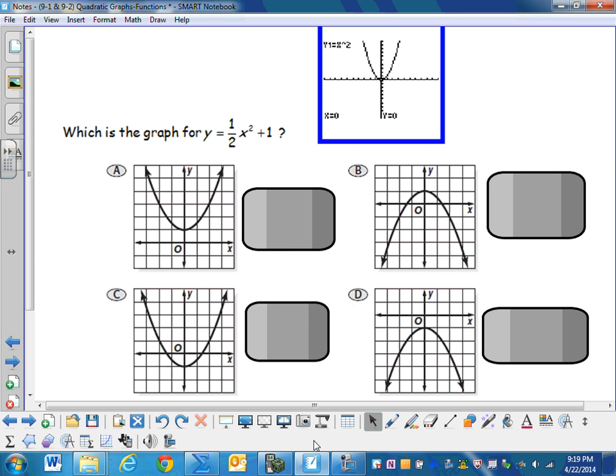So which is the graph for y equals 1/2 x squared plus 1? Instead of just identifying which one is the graph of this function, we're going to look at each one and write the equation of each function. Certainly we could put this in our calculator and match it, but we're going to use what we know about the parent graph y equals x squared to determine what the equation of each of these lines are. By looking at all of these, they all seem about the same width, so we're going to assume that they have a coefficient with the x squared of 1/2.